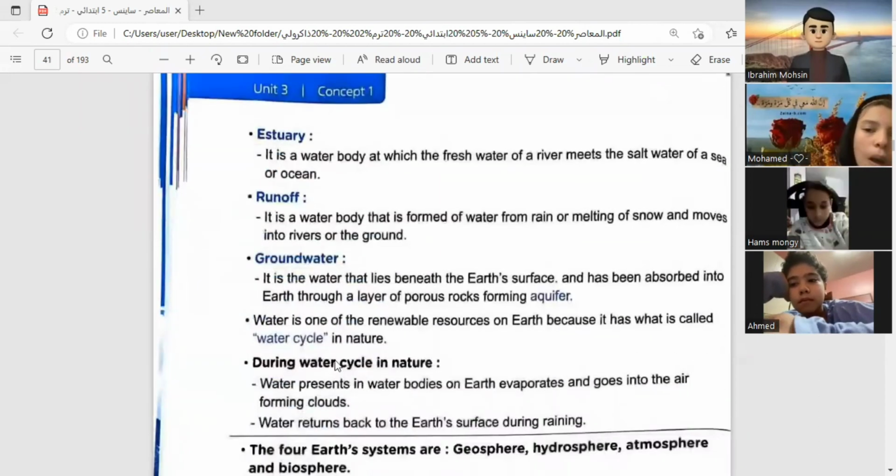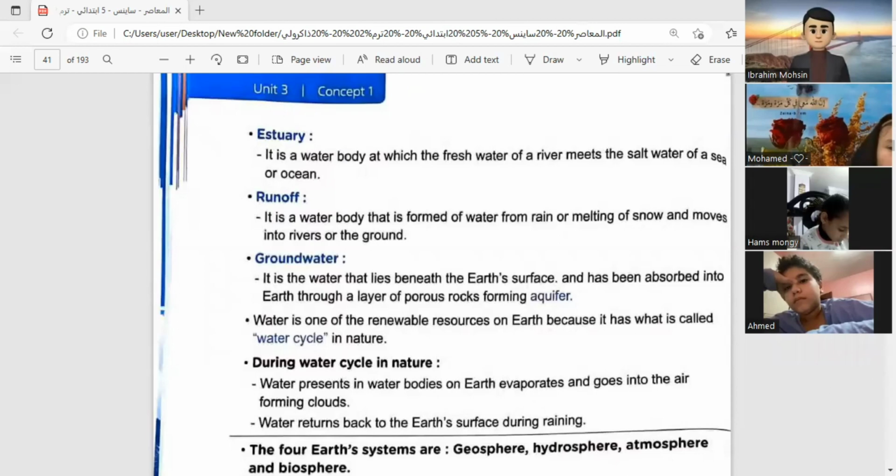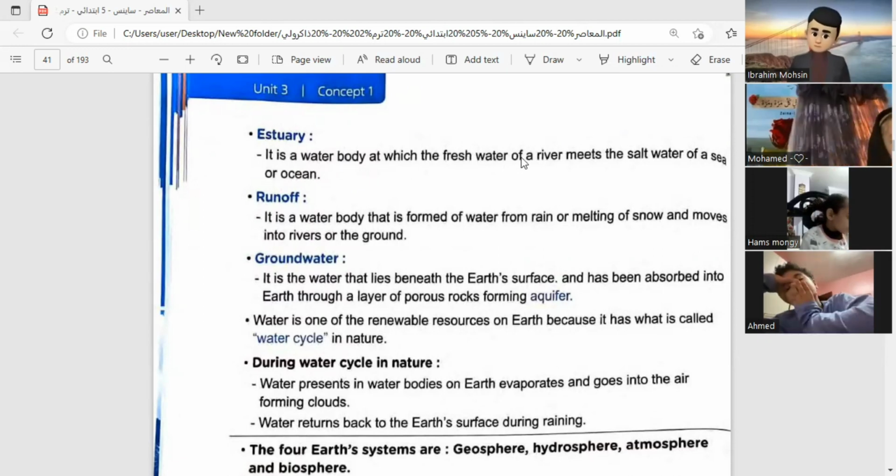And here we have a new concept, it's called estuary. What is the meaning of estuary? It's a water body at which the fresh water of a river meets the salt water of a sea or ocean.